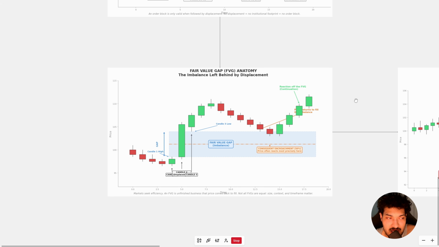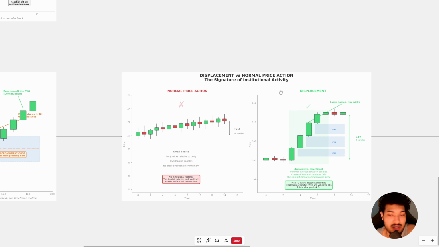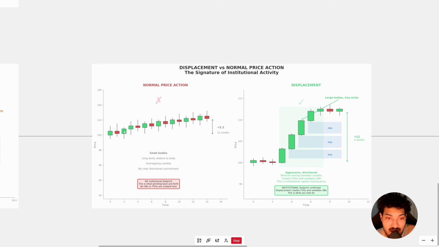But like I said, based off this example, the biggest thing here is going to be your displacement, right? You can have a ton of imbalances like I showed you, but if those imbalances do not have displacement, they don't have actual volume behind them, that isn't actually going to be a fair value gap, right? And you're going to see that in smaller price action on the 1 minute time frame. That's why the 1 minute's not really the best sometimes for marking out and just looking straight at price action. But you can see if you have small bodies and you have long wicks relative to that body, overlapping candles, no directional commitment, you're not going to see any fair value gaps.